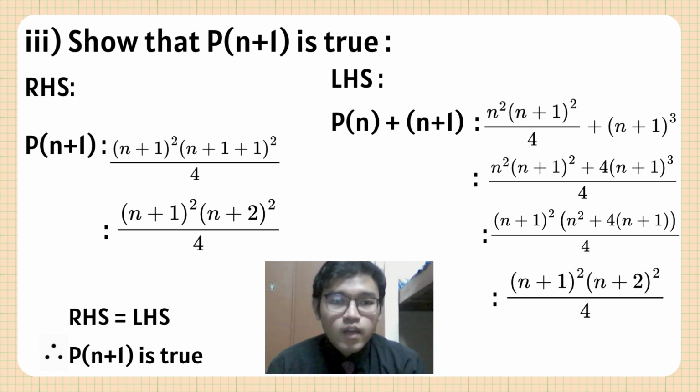And for our left hand side, we need to find P(n) plus (n plus 1) cube. So we get n squared multiplied by (n plus 1) squared over 4 plus (n plus 1) cube. And then we can get n squared multiplied by (n plus 1) squared plus 4 multiplied by (n plus 1) cube over 4. Next we get (n plus 1) squared multiplied by n squared plus 4 multiplied by (n plus 1) over 4. And then we simplify the equation to get our final answer, which is (n plus 1) squared multiplied by (n plus 2) squared over 4. So our right hand side is equal to our left hand side. Thus P(n+1) is true.